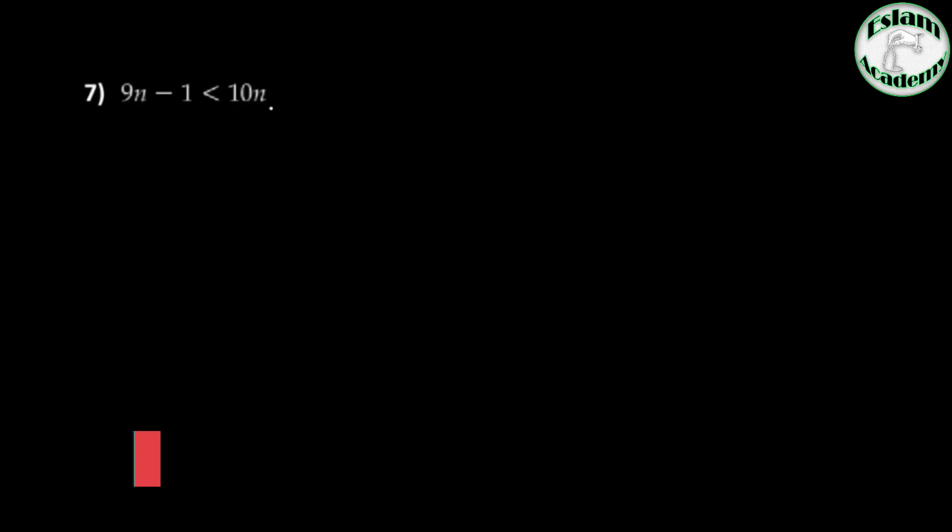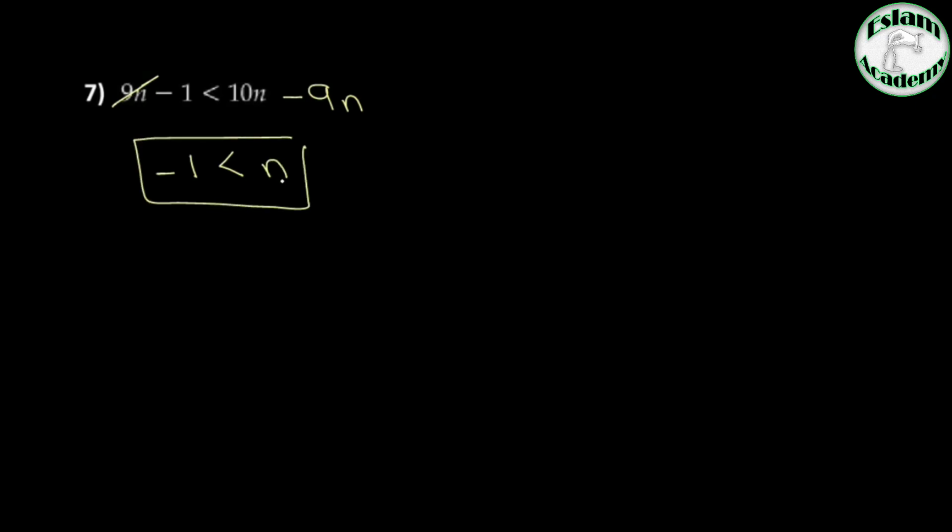9n minus 1 is less than 10n. By the same way, because 9n is positive, we'll subtract 9n. So negative 1 is less than 10n minus 9n, which equals n. So we can say that negative 1 is less than n, or n is more than negative 1.